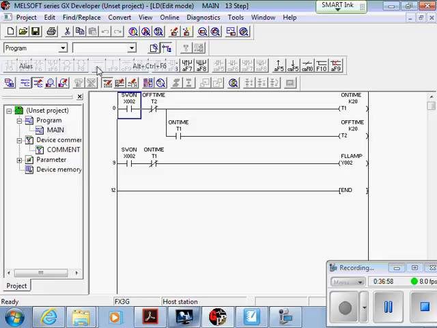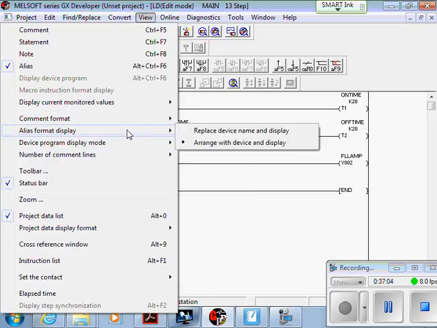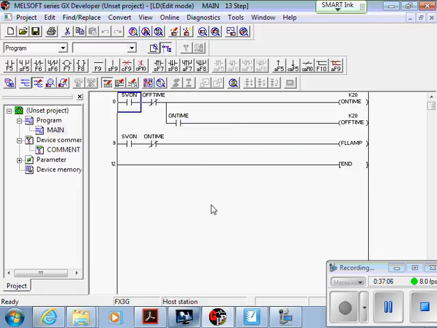The other thing we want to do is turn on the alias. Okay, now by default it will come up like that, with the alias replacing the device name. Not really that helpful because it tells you that input is switch on, but which input is it? Is it X2, 3, 7, 98? Don't know. So that's what it does by default.